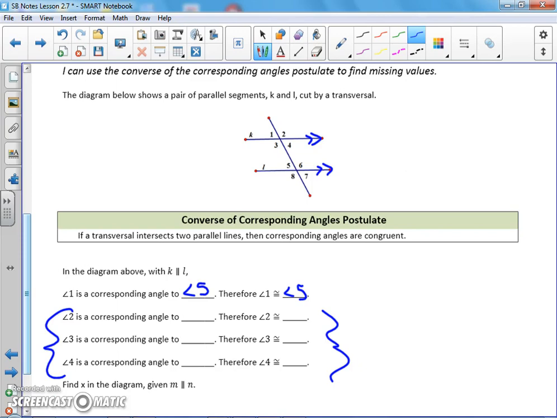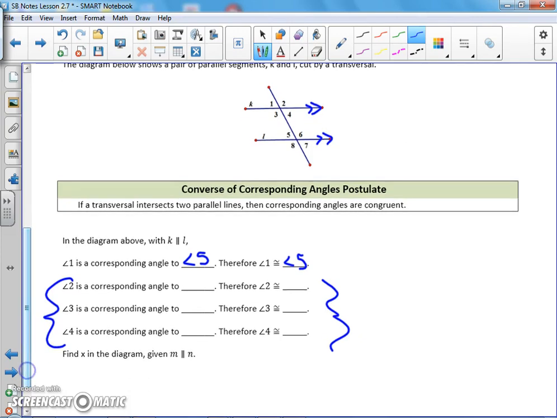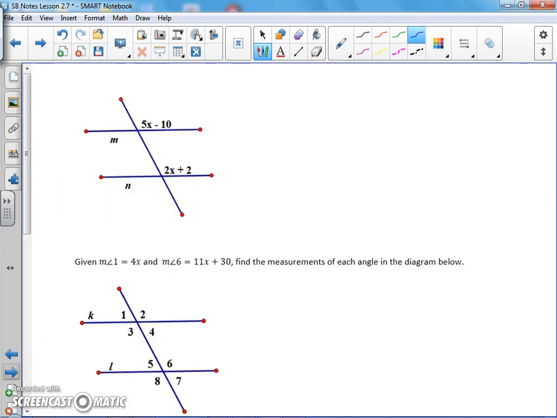Okay, so in the next part, it kind of jumps over from this page into the next, but what we're told here is that M is parallel to N, and they want us to find the value of x. Well, if those two are parallel, then I know that corresponding angles are congruent, and I know that these two are corresponding angles. So that means I can set 5x minus 10 equal to 2x plus 2, and I can solve to find the value of x. Stop the video right now, and I want you to go through and find the value of x.